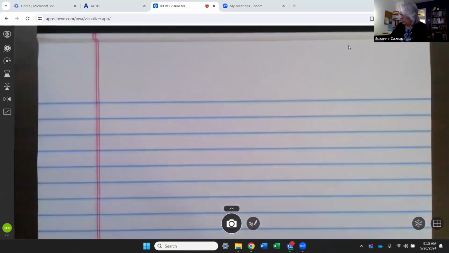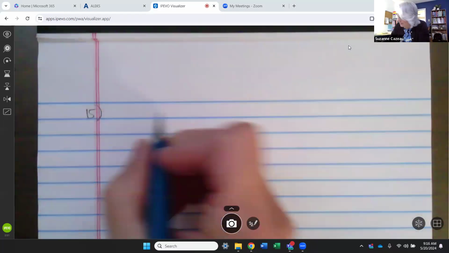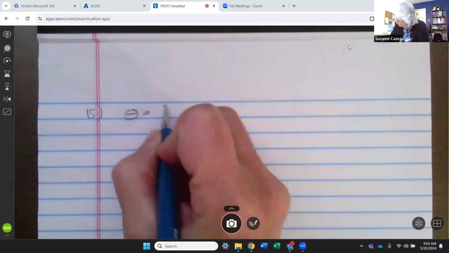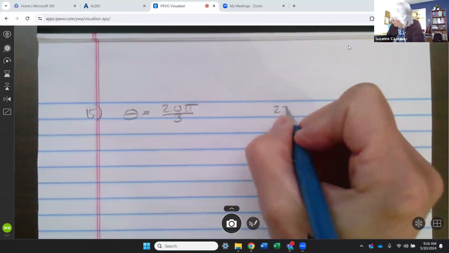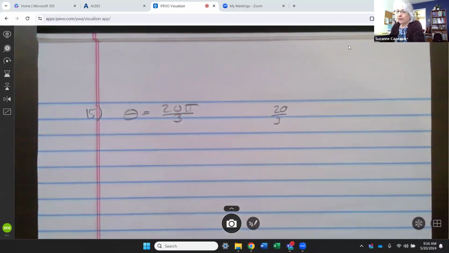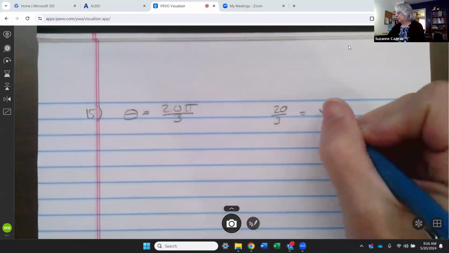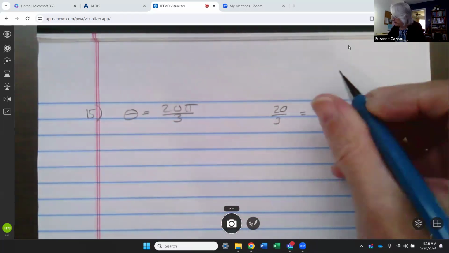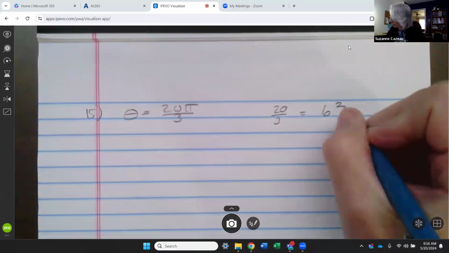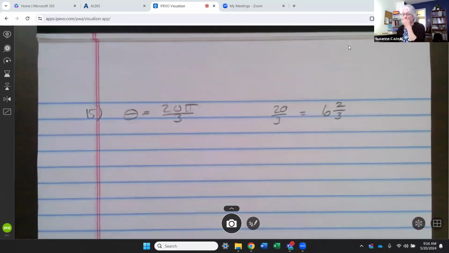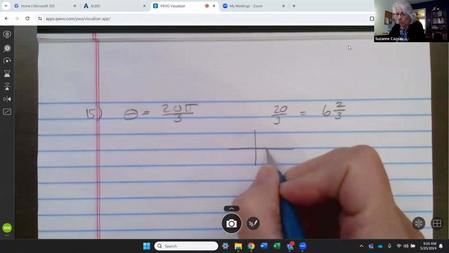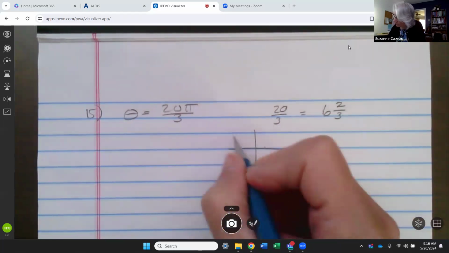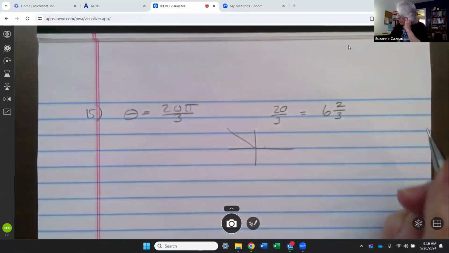Number 15. Moving along. Determine the reference angle for theta equals 20 pi over 3. So, like I like to do, 3 goes into 20 how many times? Well, 6 times 3 is 18. And then there's 2 left over. And that's how you go around a circle. You go 2, 4, 6, and then 2/3 of the way over is over here.